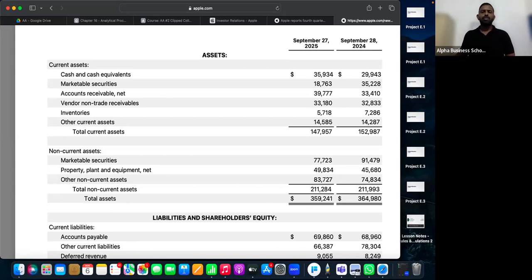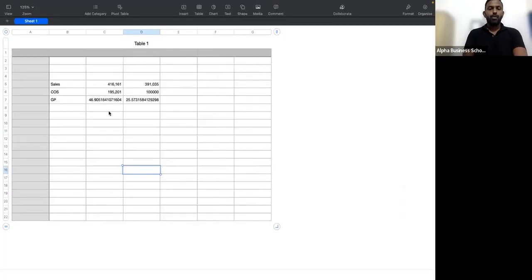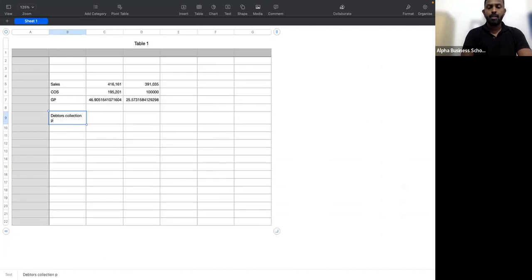Cash and cash equivalents, last year $29,000, this year $35,000, sounds okay for me. Marketable securities, 35 and 18, sounds okay for me. Account receivable, last year 33, this year 39. That does not look okay for me. I don't know. It's too difficult to say whether it's okay or not okay, so I have to do a small ratio calculation. So what I do is I compute something called debtors collection period. How do you compute debtors collection period?